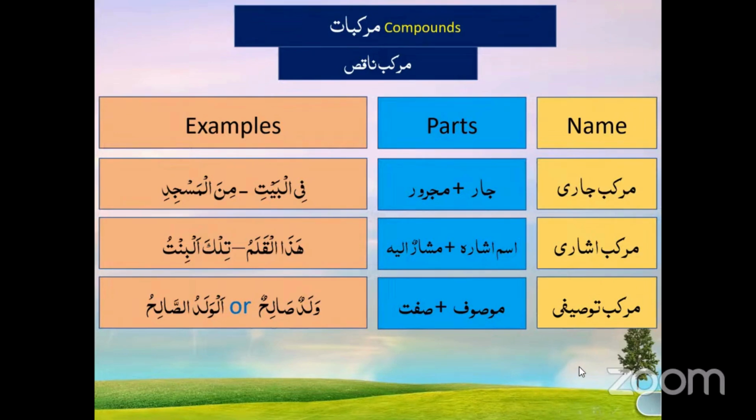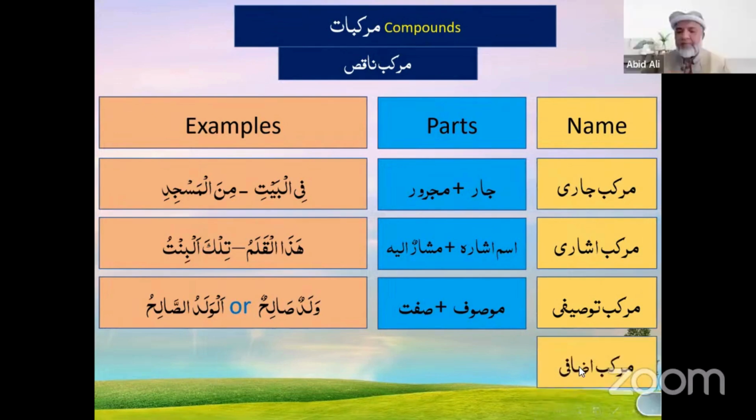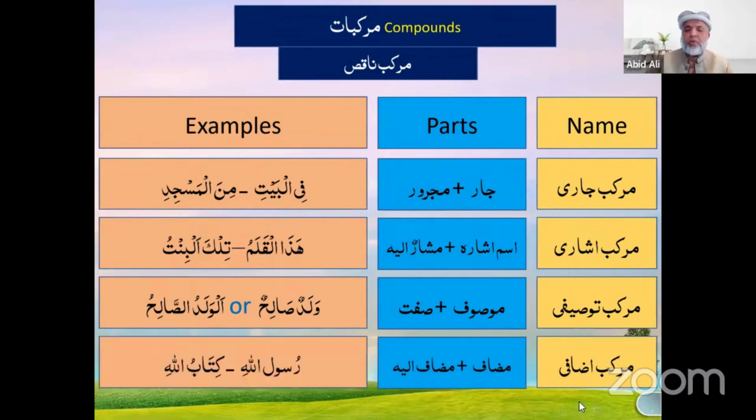Okay, good. Murakkab idafi is a combination where you say something like Rasulullahi or Kitabullahi. In this kind of murakkab, you have a sense of association and ownership, so one thing is the possessed and the other is the possessor. So who is the possessor of Rasul?